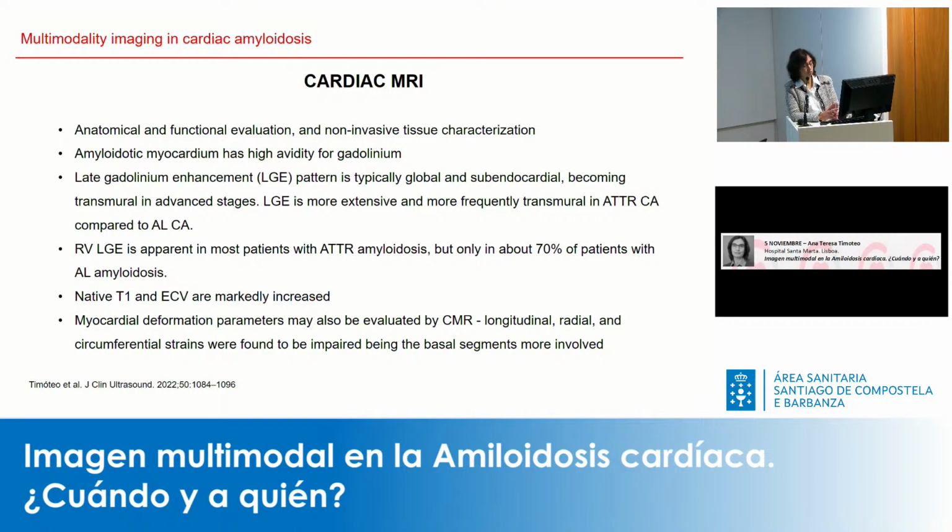We can do a native T1 and measure the extracellular volume that are increased in patients with amyloidosis. And in the same way as in echo, we can also assess myocardial deformation parameters, both longitudinal, radial, and circumferential strains that are impaired, being the basal segments more involved as in echocardiography.